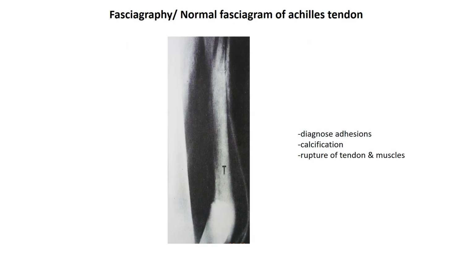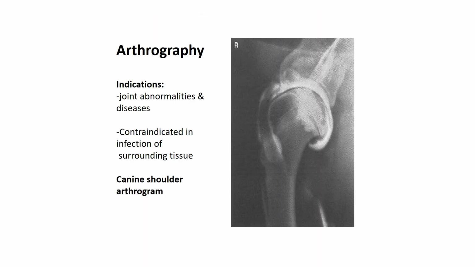We have to prepare the site, inject atmospheric air or carbon dioxide between the tendon and the muscle, and inflate the area with at least 100 cc of air in a defined area. Take a radiograph and you will clearly appreciate the tendon separate from the surrounding soft tissue. So this is all about fasciography.